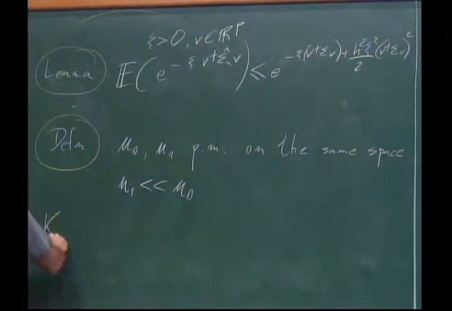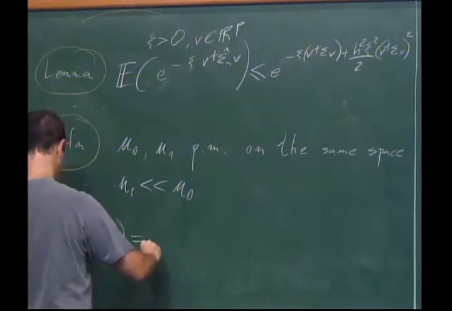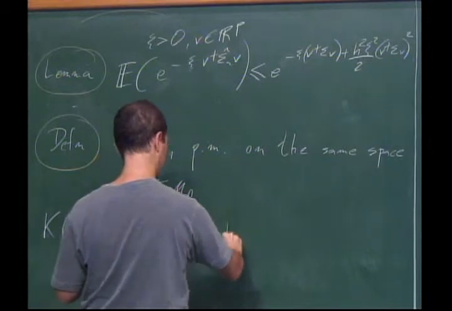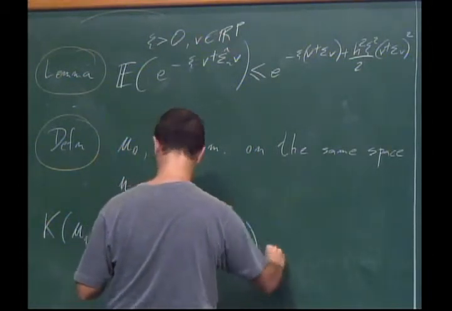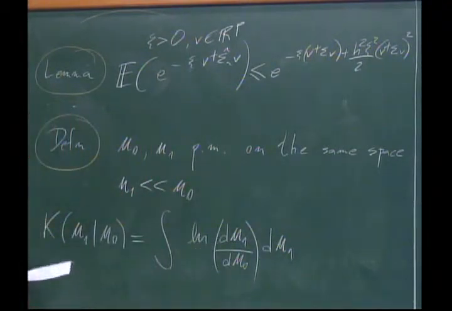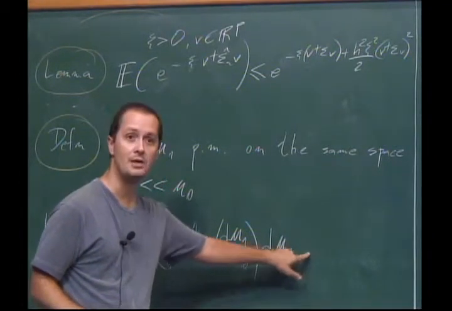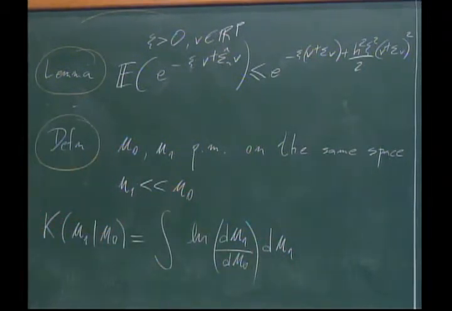And the Kullback-Leibler divergence between mu1 and mu0 is, by definition, the integral over your space, I'm not specifying the space here, of log of d mu1 over d mu0, d mu1. Well, if you care about entropies, you can see that by writing this as d mu1 divided by d mu0 times d mu0, you have something that looks like entropy. But this is a definition.